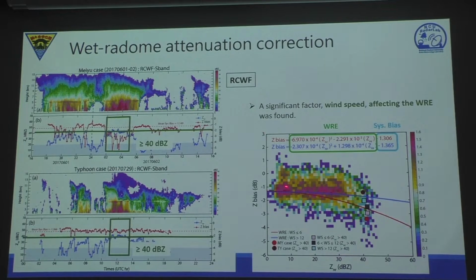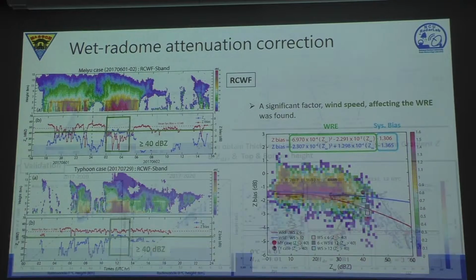On the right, we have a very simple polynomial equation that we are able to use, with the reflectivity around the radar, to estimate the radome effect. And also, we can include the system bias. This equation needs to consider the wind condition. The strong wind condition goes to the blue line. The weak wind condition goes to the black line. So this is one of our studies working on trying to improve the radar data quality.